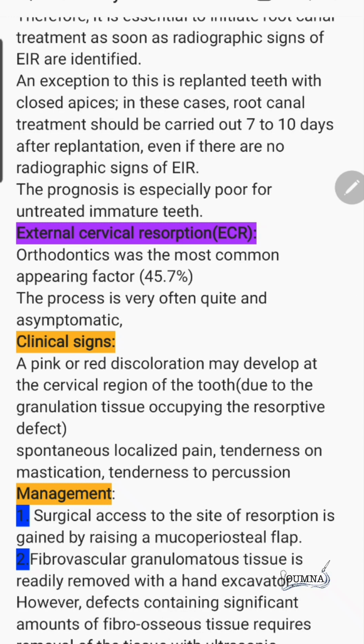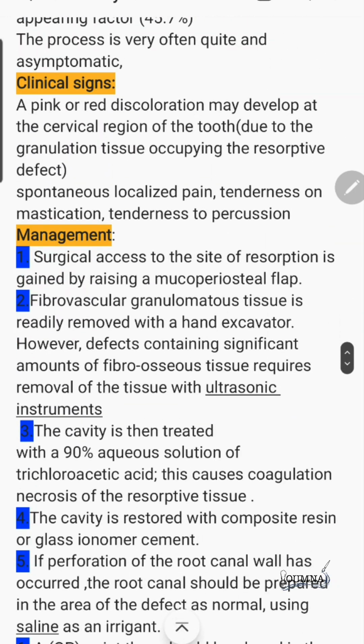The external cervical resorption. Orthodontics was the most common predisposing factor, causing 45% of the cases. The process is very often quiet and asymptomatic. The clinical signs: a pink or red discoloration may develop at the cervical region of the tooth due to the granulation tissue occupying the resorptive defect. When the resorption reaches the pulp, it can cause pulpitis symptoms like spontaneous localized pain, tenderness on mastication, and tenderness to percussion.